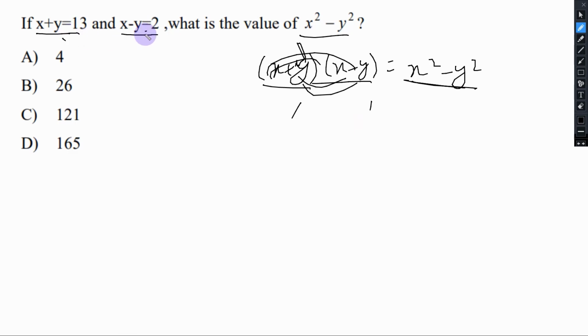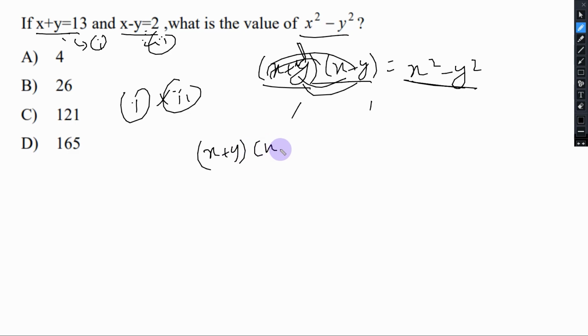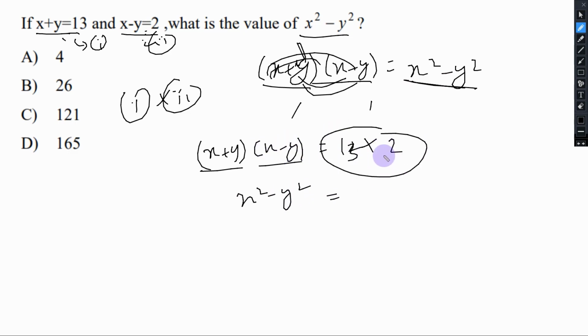So here we can multiply these two equations. If this is equation I and this is equation II, we can multiply I with II, and it will be (x plus y)(x minus y) equals 13 times 2. So this will be x squared minus y squared, and the result of 13 times 2 is our answer. 13 times 2 is 26. So option B is our answer.